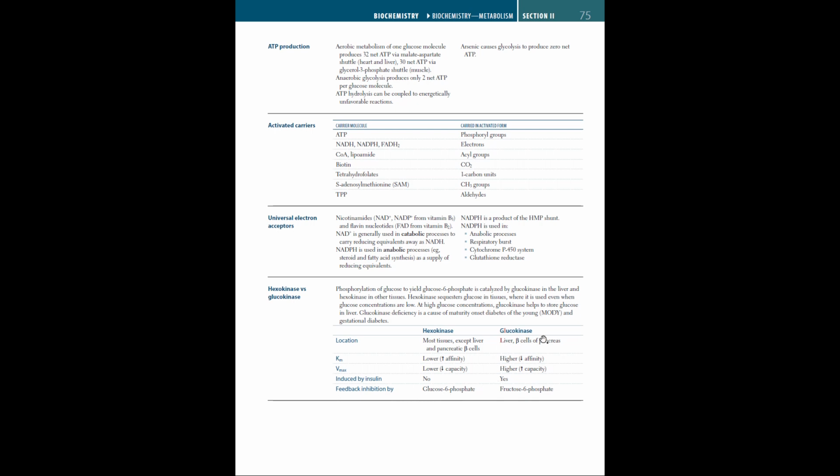Now glucokinase, to help remember this, the L in glucokinase helps remember that the location is in the liver and the beta cells of the pancreas. It has a higher Km, leading to a lower affinity, and a higher Vmax, leading to a higher capacity. And it is induced by insulin. And the feedback inhibition is by fructose 6-phosphate, compared to glucose 6-phosphate in hexokinase.